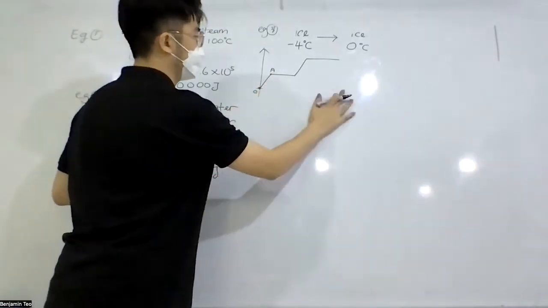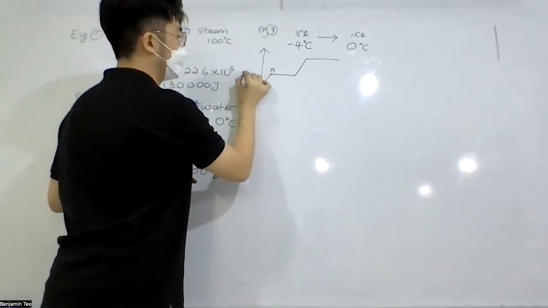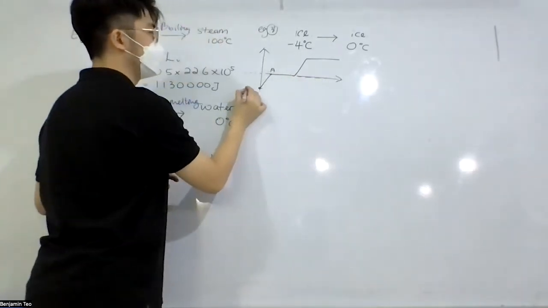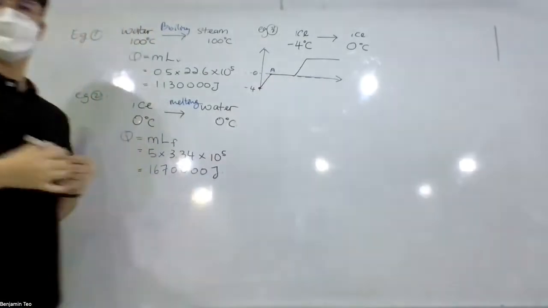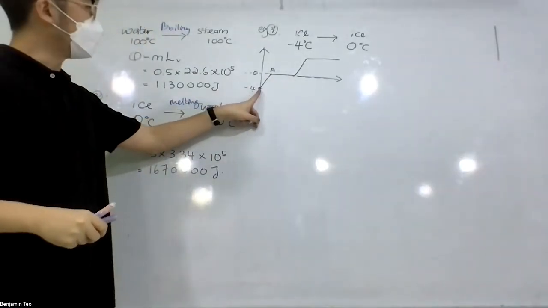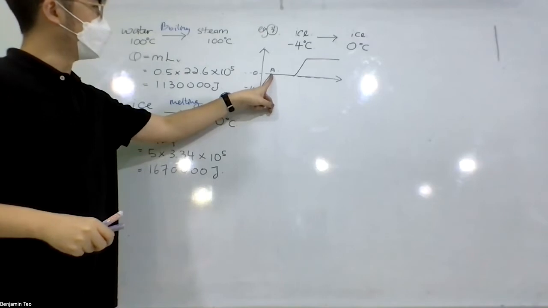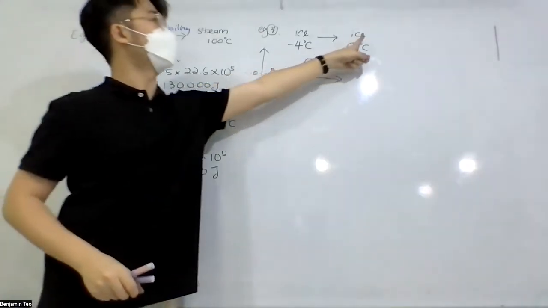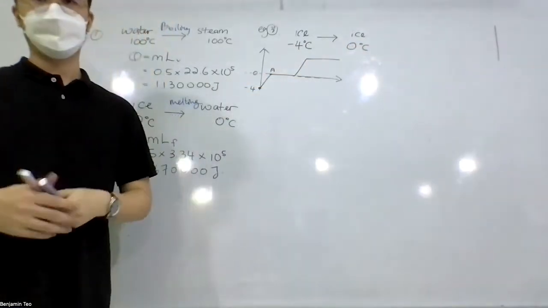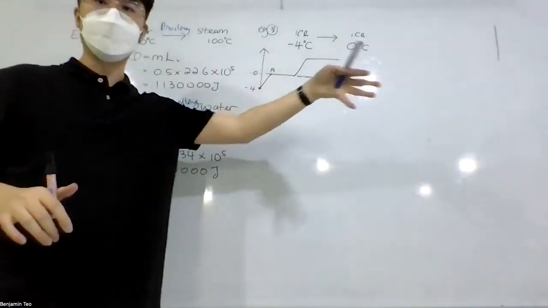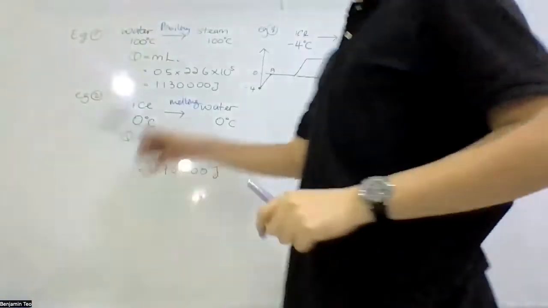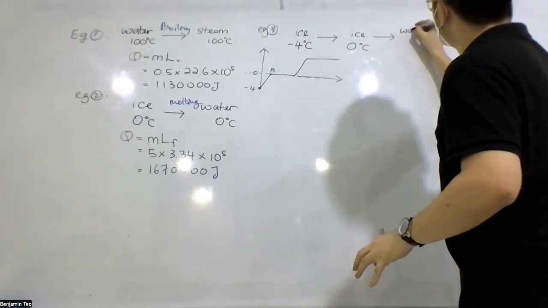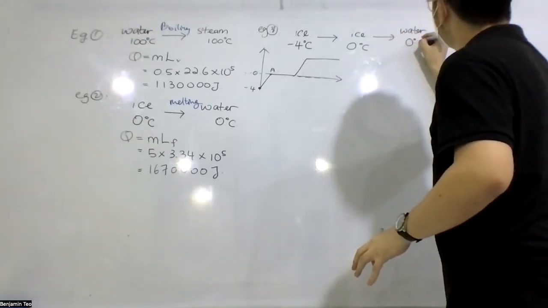这样子写啦。这里是减湿。OK 我从这里开始，我先踢它，它上到0，在 point A 的时候，它还是 ice，so ice 0。接下来才是 melting，OK 所以你先到0，接下来我就写 OK water，melting same temperature.